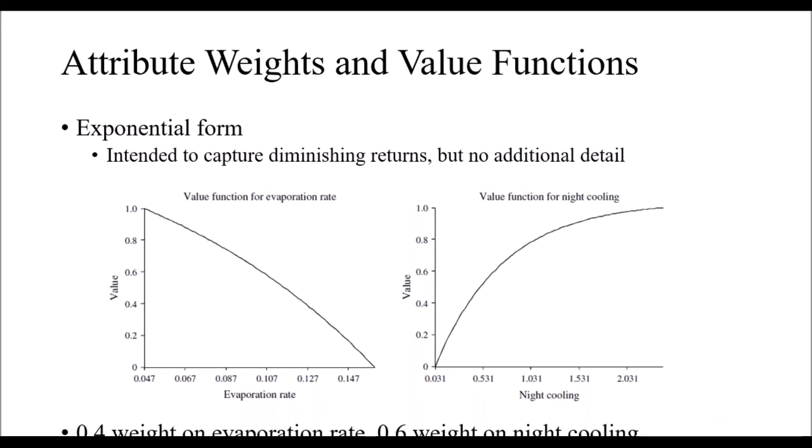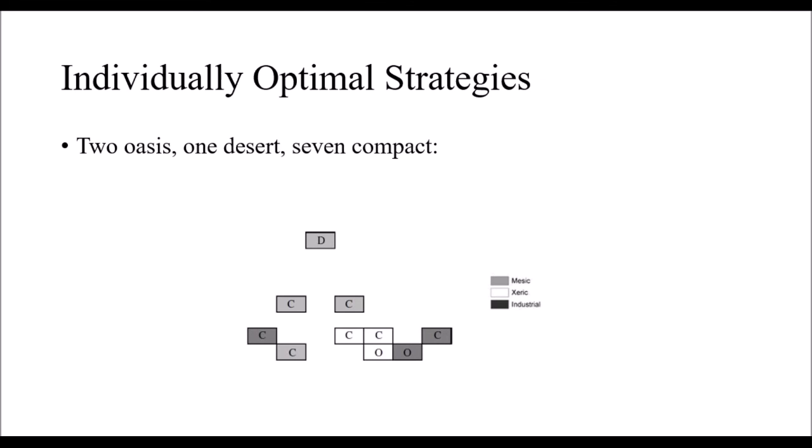So with this information and the projected impacts from the LUMPS model for each of the 3 strategies and each of the 10 tracts, the individually optimal strategies for each of the 10 tracts are shown here. So it's mostly compact, meaning increasing the building coverage, a couple of oasis, and 1 desert. Oasis is the one that involves non-native vegetation that requires irrigation.